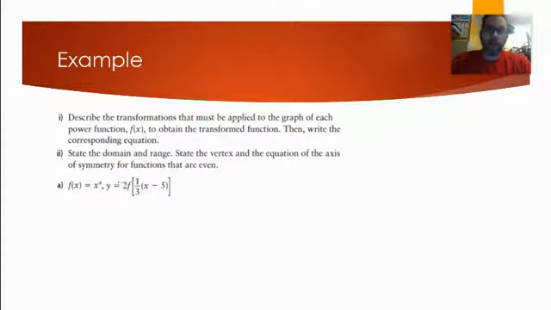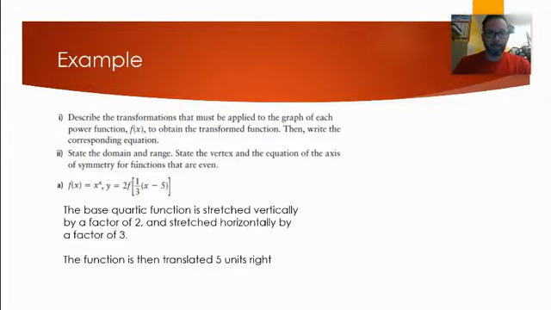So right away we can see this is an even power, a quartic function. So we know it's an even function, and we know there's going to be a vertex and an axis of symmetry. So let's do the transformations first. I have them listed here.